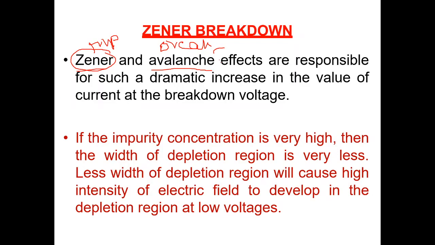And due to these two breakdown conditions, a high amount of current increases even though the voltage variations are very small. If the impurity concentration is very high, then the width of the depletion layer is very small. A smaller depletion layer width will cause a high intensity of electric field to develop in the depletion layer with respect to the voltages.